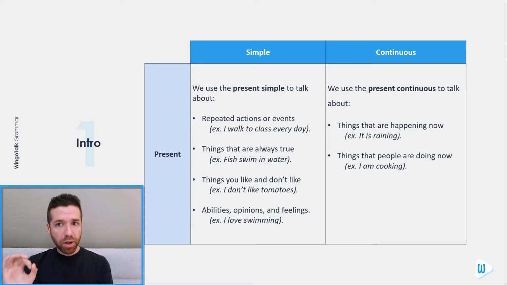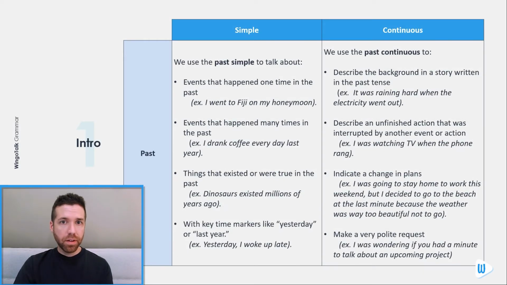Continuous. We use the present continuous to talk about things that are happening now. It is raining. Things that people are doing now. I am cooking.